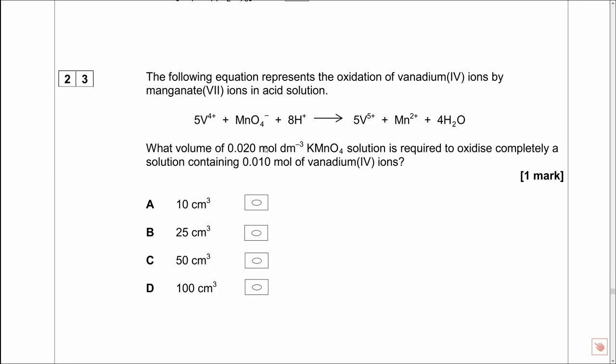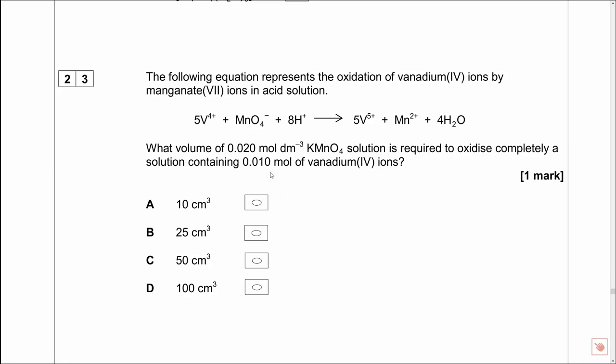23. Not far off now. The following equation represents the oxidation of vanadium 4 ions by manganate 7 ions in acid solution. There we go, nice redox equation. What volume of 0.02 mol per centimeter cubed potassium manganate solution is required to oxidize completely a solution containing 0.1 moles of vanadium 4 ions?